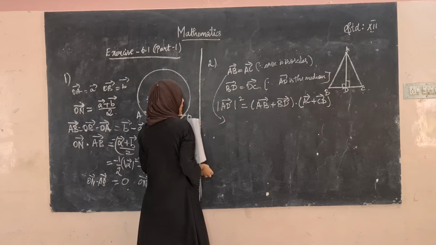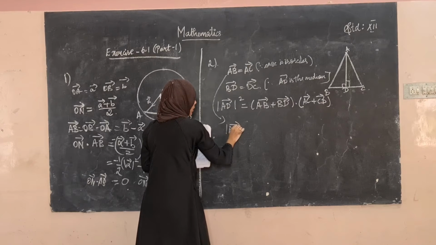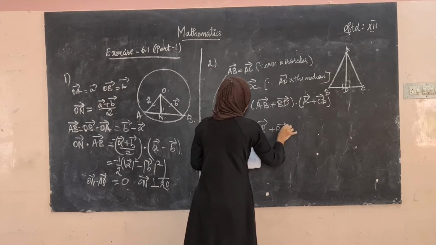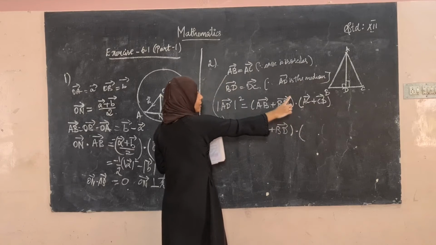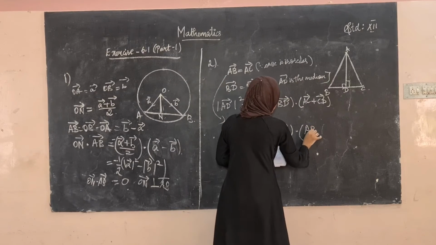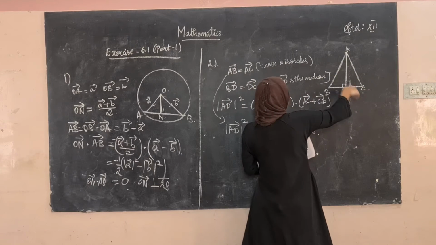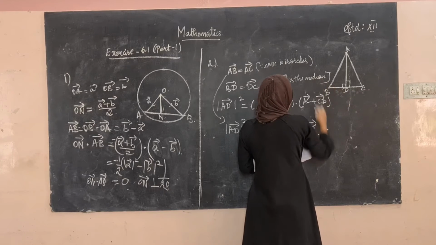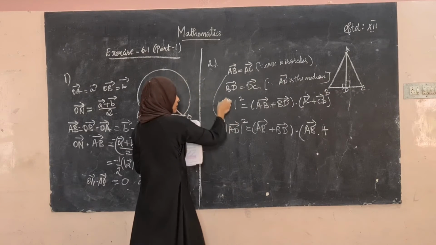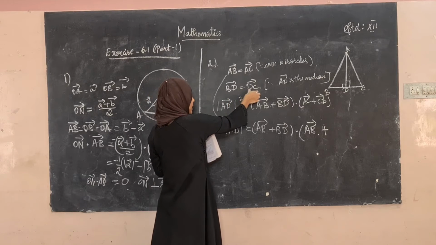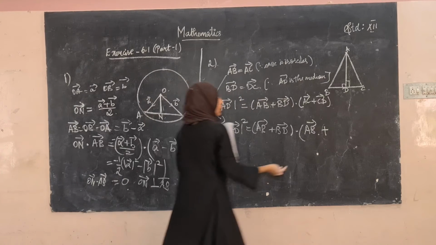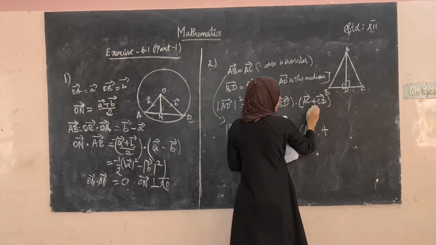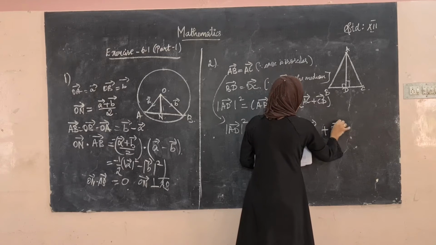So using this property, modulus of AD vector the whole square becomes AB vector plus BD vector dot AC vector, and AC vector can be written as AB vector, because AB is equal to AC. Therefore, AC can be written as AB vector, plus CD can be written as DB. We know that DC is DB, so CD can be written as DB. But here we want CD. Yes, CD can be written as DB vector.